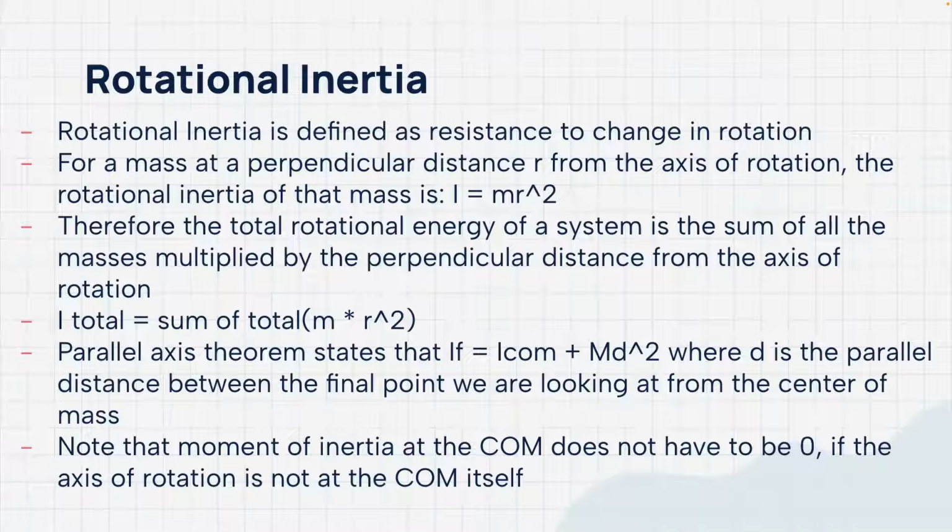And this is a brief theorem the exam wants you to know: the parallel axis theorem. It essentially states that the moment of inertia is equal to the moment of inertia of the center of mass plus md squared. So the moment of inertia at some point is equal to the moment of inertia at the center of mass plus the mass times the distance squared, where the distance is the parallel distance between the point we're looking at and the center of mass location.